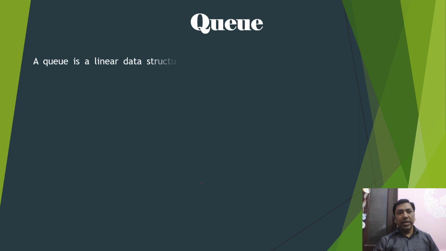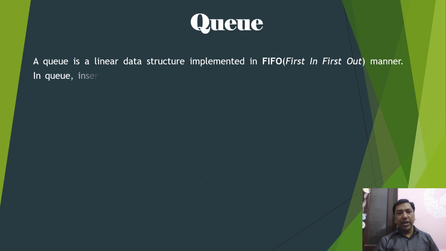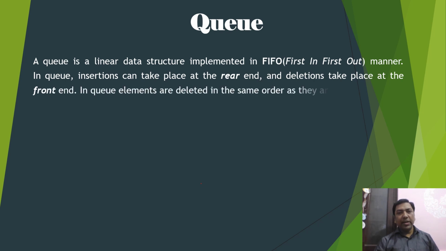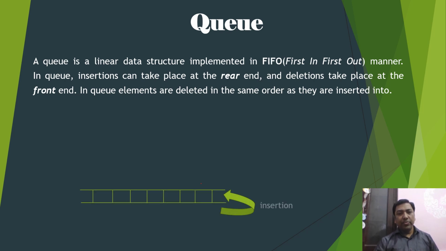A queue is a linear data structure implemented in FIFO, first in, first out manner. In a queue, insertions can take place at the rear end and deletions can take place at the front end. Elements are deleted in the same order as they are inserted. This is an example of a queue.